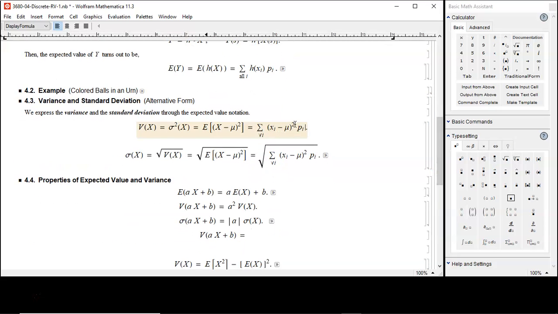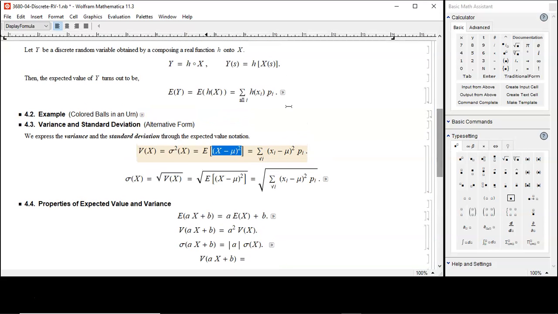X minus mu squared. So it's the expected value of this composite random variable. Make sense? This is the definition of the variance. And this expression here, x minus mu squared, will be my new random variable if I use this idea.